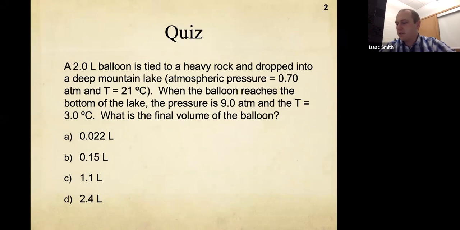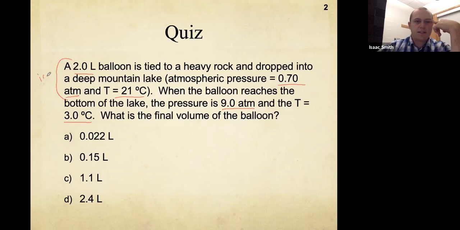Okay, coming back. So the question says that a 2-liter balloon is tied to a heavy rock and dropped into a deep mountain lake. So then we have the pressure of the mountain lake at 0.7 atmospheres and the temperature at 21 degrees Celsius. When the balloon reaches the bottom of the lake, the pressure is 9 atmospheres and the temperature is 3 degrees Celsius. What is the final volume of the balloon? So this part right here is the initial, okay? This is initial. And then the last part here would be our final conditions, basically.